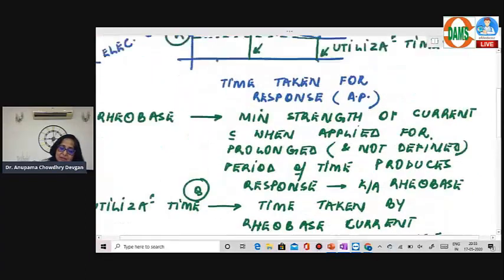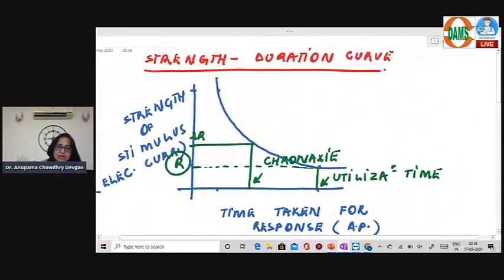Please remember, please see this once again. Look at the strength duration curve. When I say rheobase, what is rheobase? This is the minimum strength of current which, when applied for a prolonged period of time, produces a response, and the time taken by a rheobase current is utilization time. I double the current to twice the rheobase, and the time taken by a current which is twice the rheobase becomes chronaxy. Have you understood?